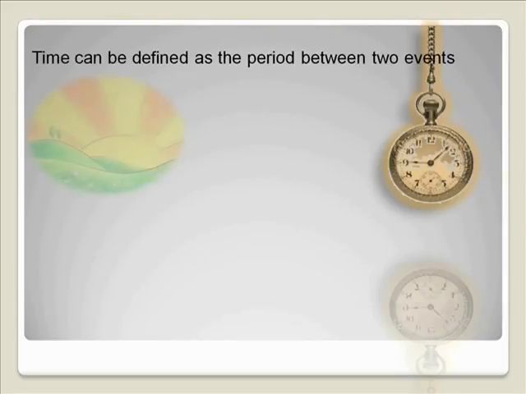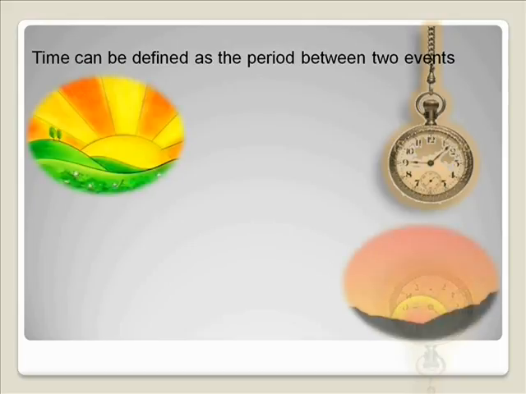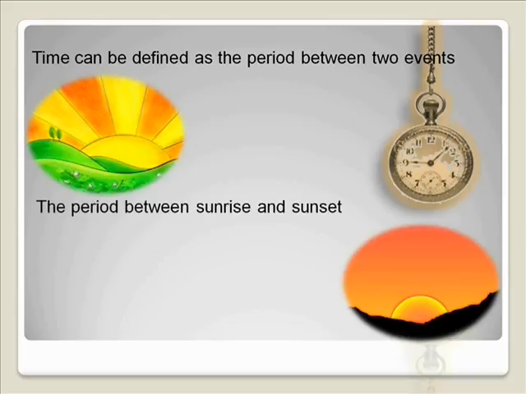This is a beautiful sunrise and a beautiful sunset. These can be taken as two events. The period between a sunrise and a sunset would be the time between these two events.